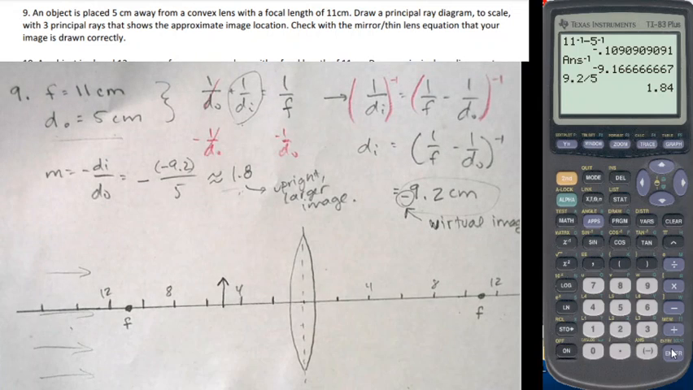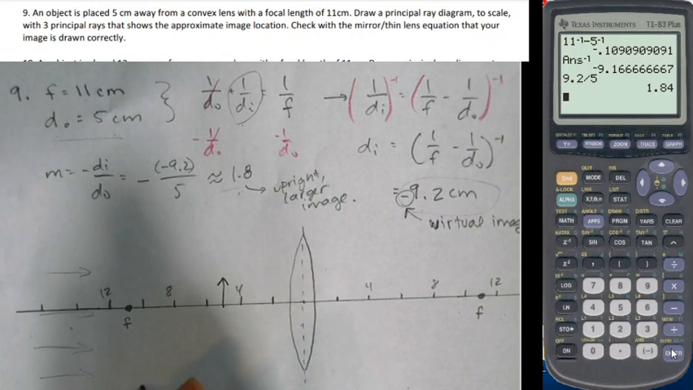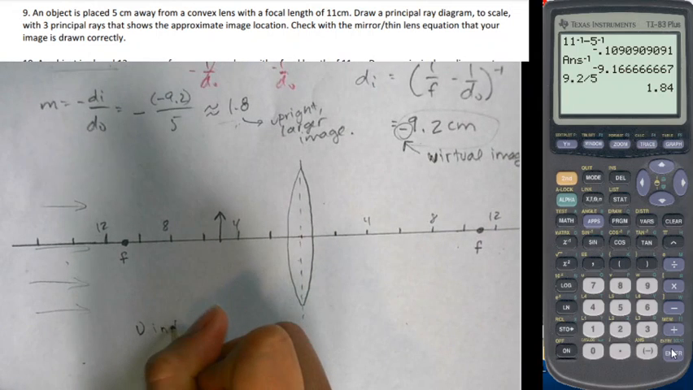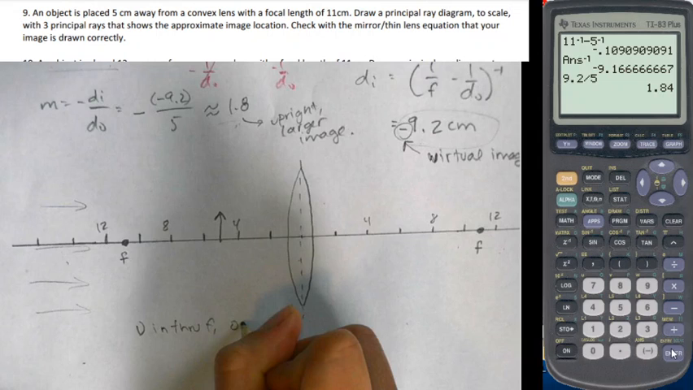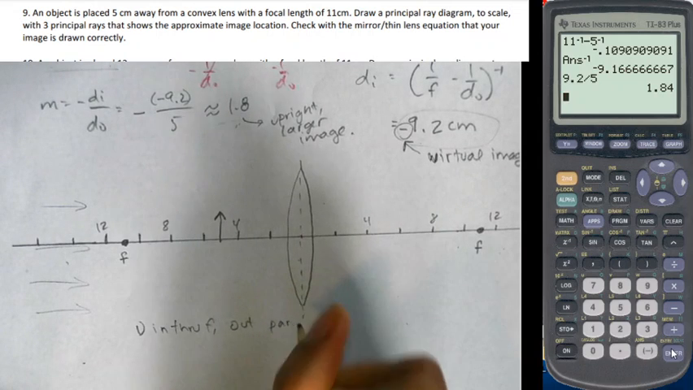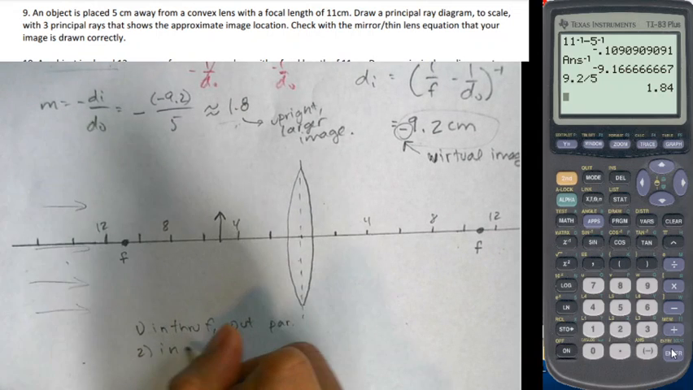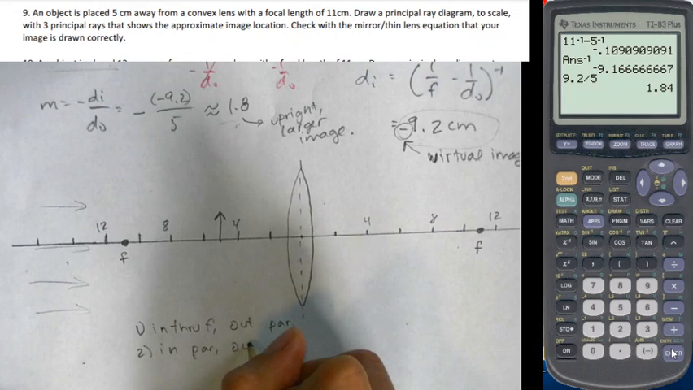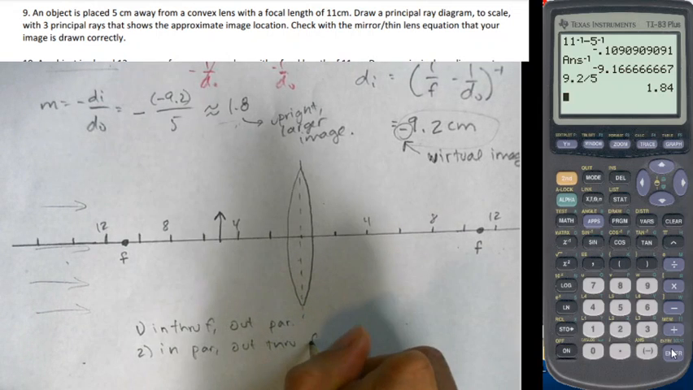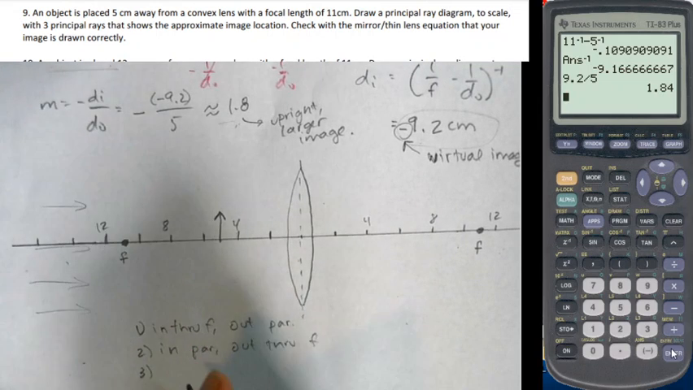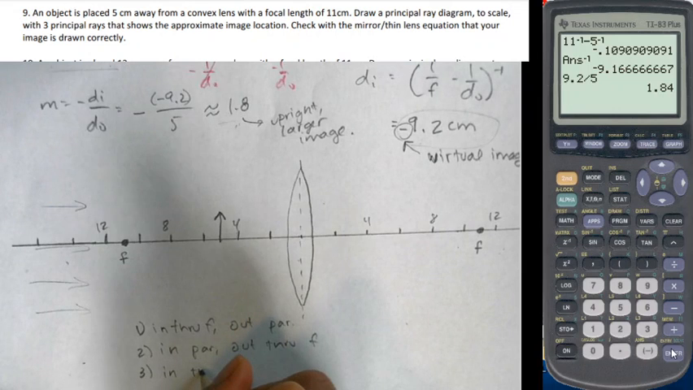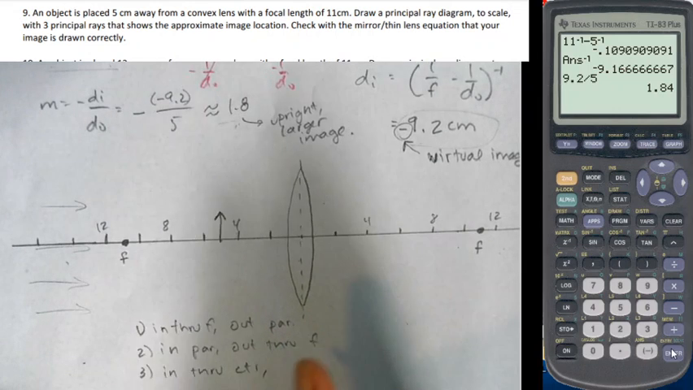Okay, so let's draw our 3 rays. The rules for the 3 rays are always the same. The first one is in through F, out parallel. Second one is in parallel, out through F. And the third one is in through center. And for our lens, it doesn't bend.